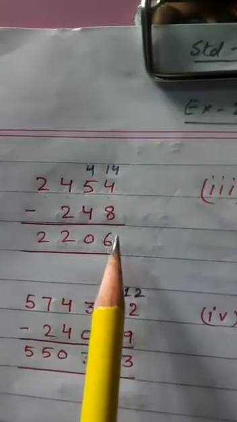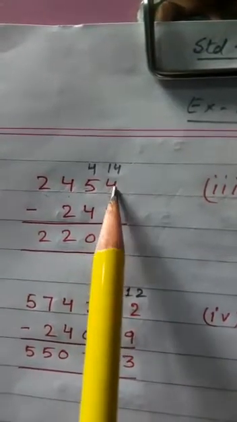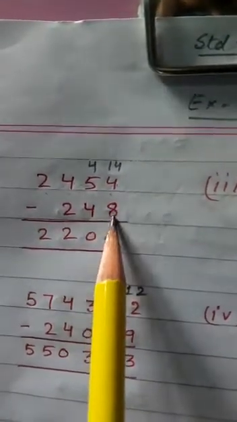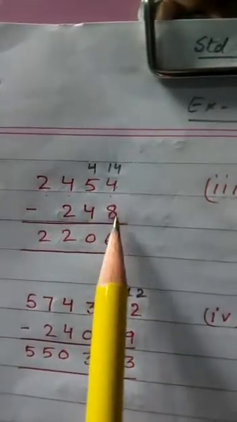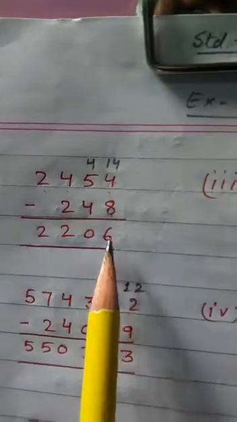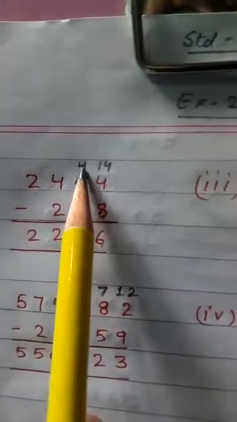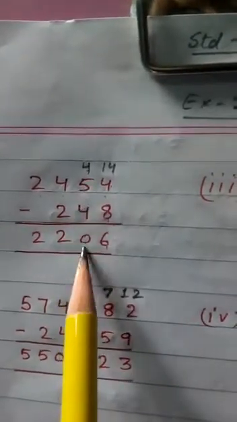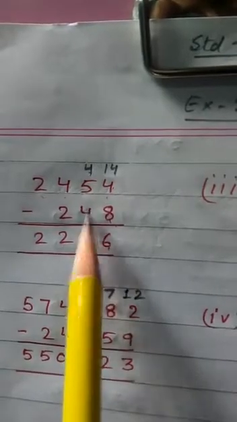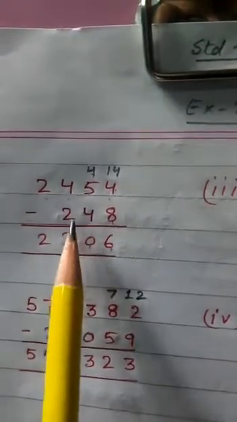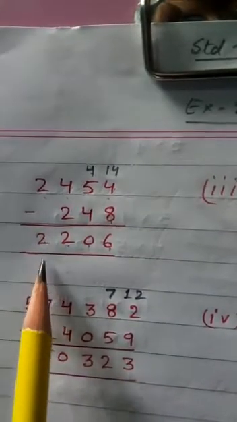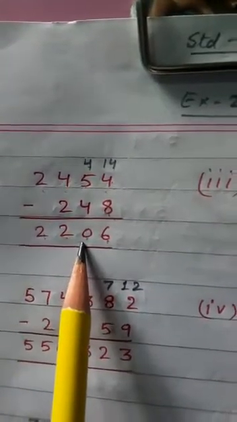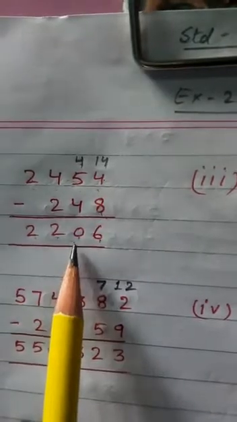Okay, now subtract it from 4. 8 will not go, so we will take 1 from here, then it will be 14. So 14 minus 8, 6. Okay, now 1 we have taken, so it is 4. So 4 minus 4, 0. Okay, then 4 minus 2, 2, and here 2 we write here 2. So answer is 2206. Okay, understand?